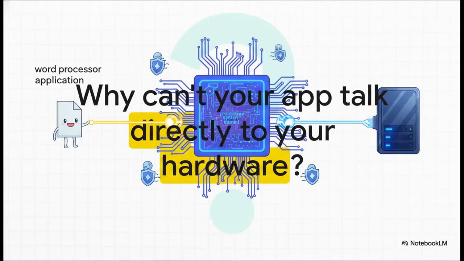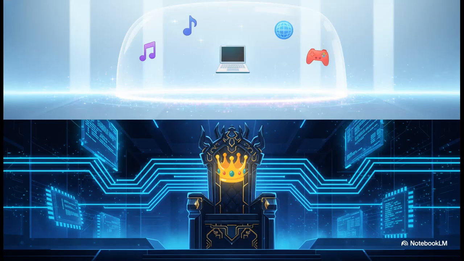Why can't your word processor just go and talk directly to your hard drive when you click save? You'd think that'd be way more efficient, wouldn't you? But nope. There's a very, very good reason for keeping them separated. And that reason is that your computer is basically split into two different worlds.